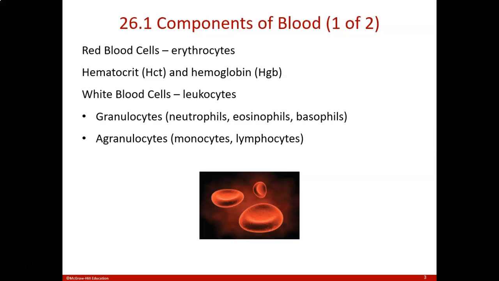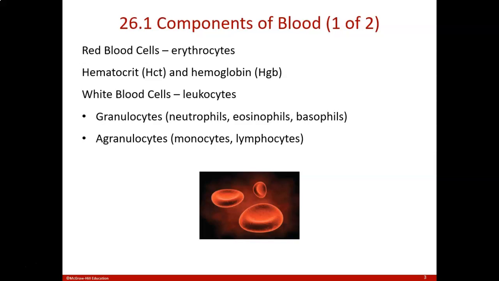Then we have basophils. They are the least numerous cells, usually about 1% or less. They also play a part in allergic reactions and the inflammatory response. However, they also secrete a small amount of heparin, which prevents all of these cells from clotting together. So it's a very important function that the basophils provide.